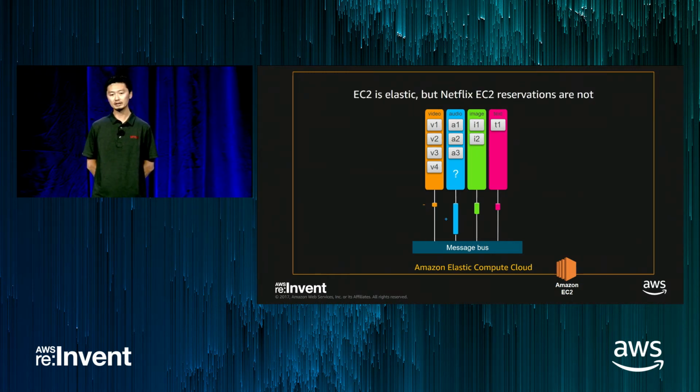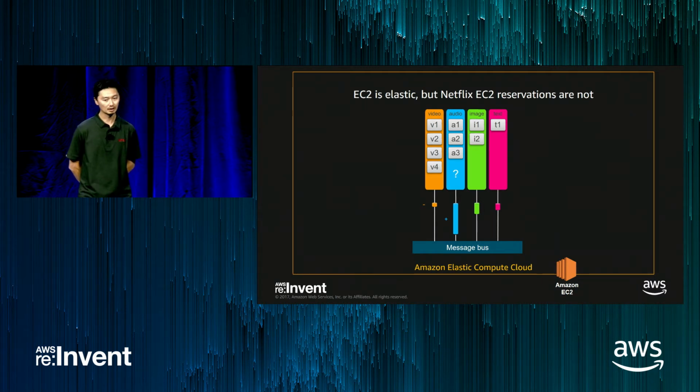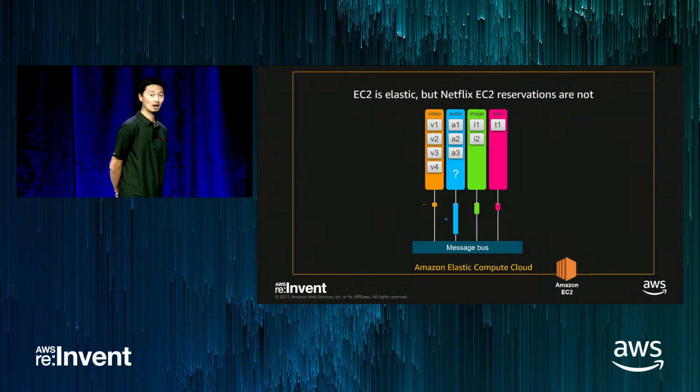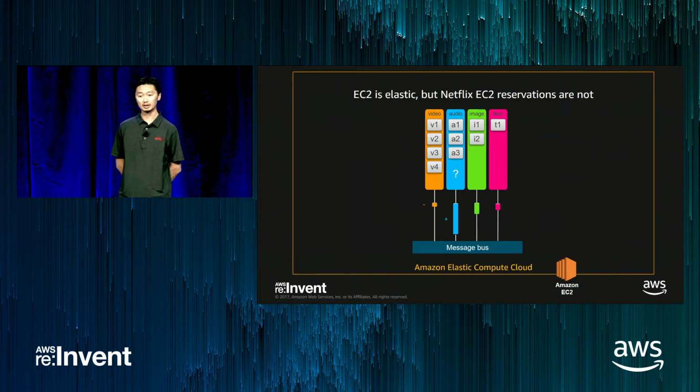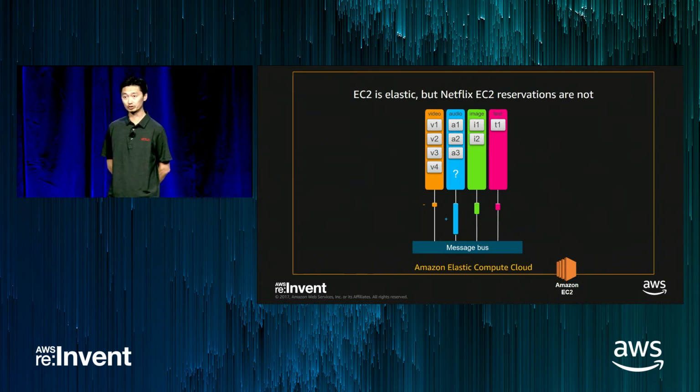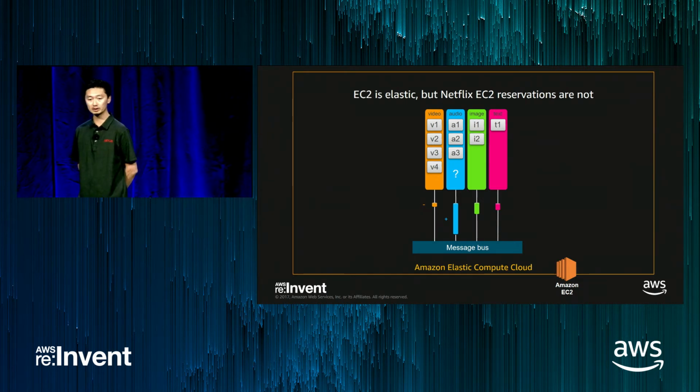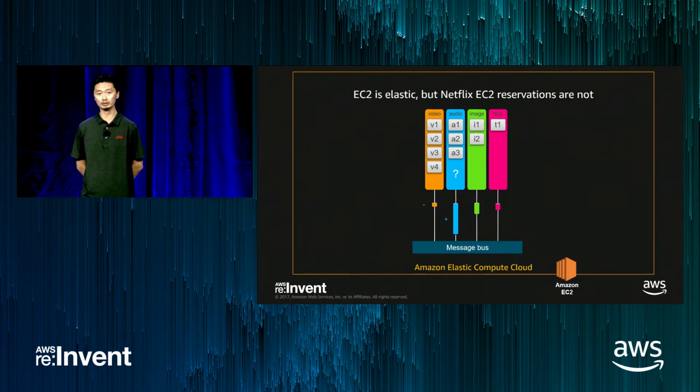We know that EC2 is incredibly elastic, but we also know that we live in a world of EC2 reservations. For economy, most of us purchase EC2 reservations because it saves us more money. Netflix reservations are the same. We do monthly evaluations and make more purchases, but at the end of the day, at any moment, we have a pretty stable amount of reservations that we want to observe.